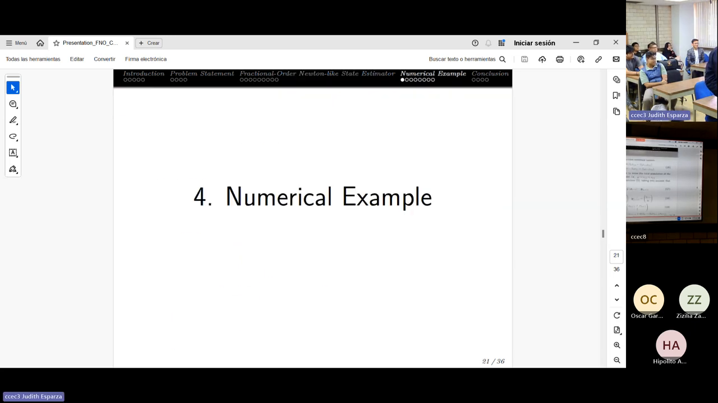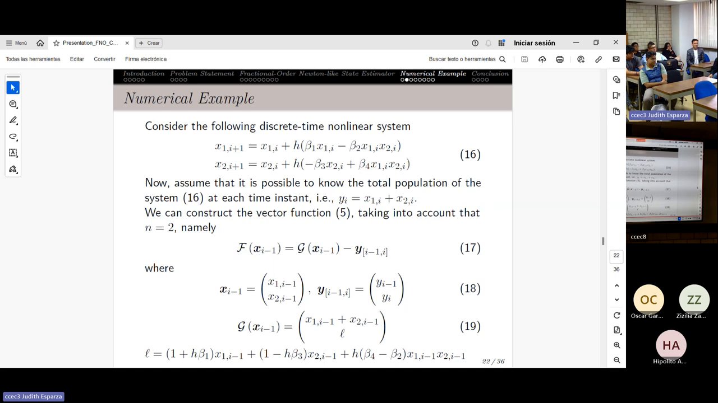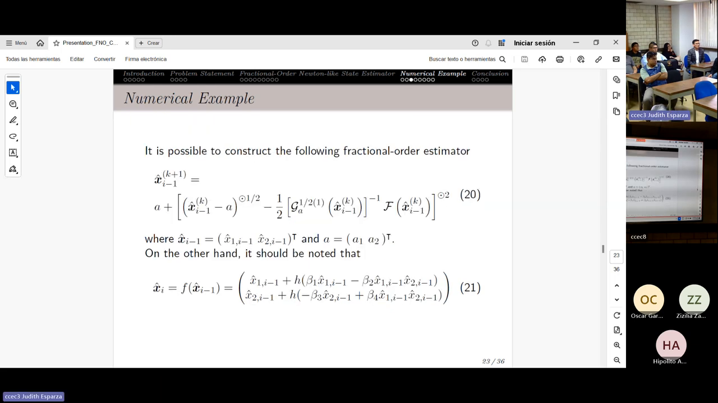And so we present a simple numerical example. Consider the following discrete-time nonlinear system. This system is a Volterra system, whose dynamics usually describes a biological system, the interaction between prey and predators. It's really simple. The system presents a limit cycle when the parameters have specific values. So we can construct from 16 the function phi with the following information. It's also possible to construct the fractional order estimator.